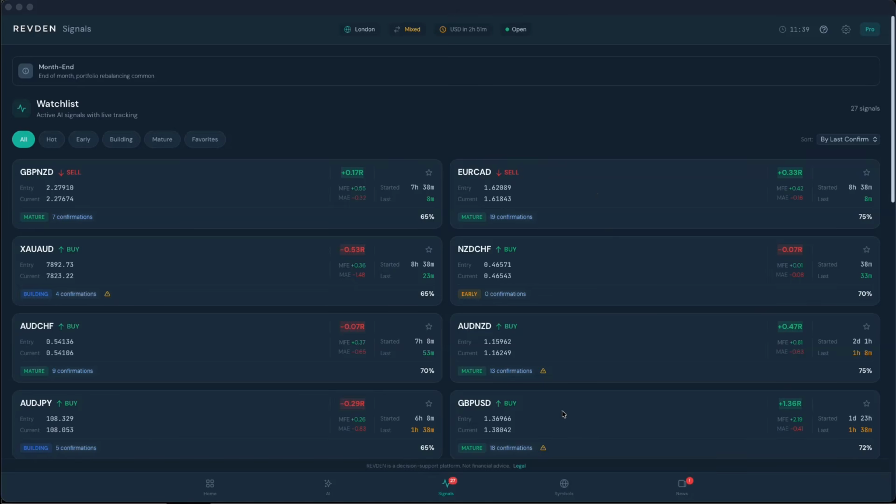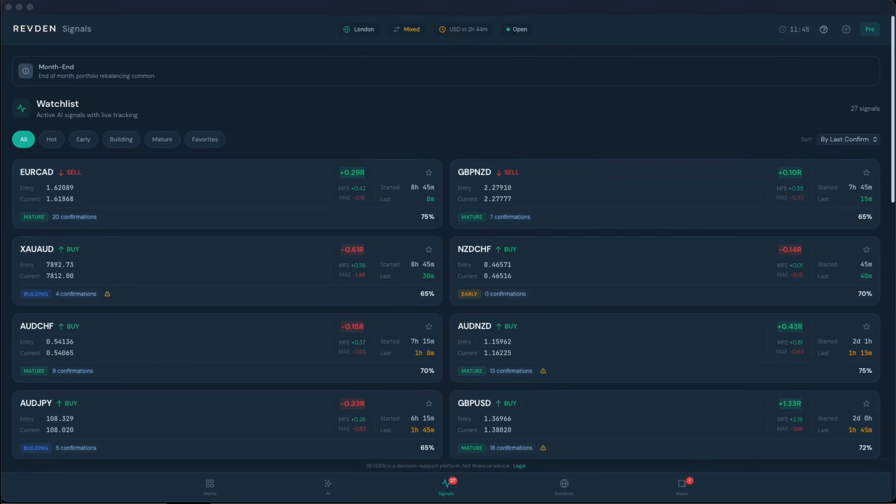And then we have British pound versus US dollar, where a risk factor is already flagged. That's important because REVDEN doesn't just show opportunities, it also highlights situations where I should be more careful. For this session, I'll focus on these three symbols. Two of them we'll analyze on the chart. One of them we'll deliberately skip.